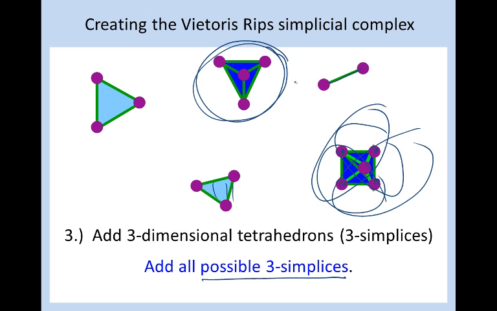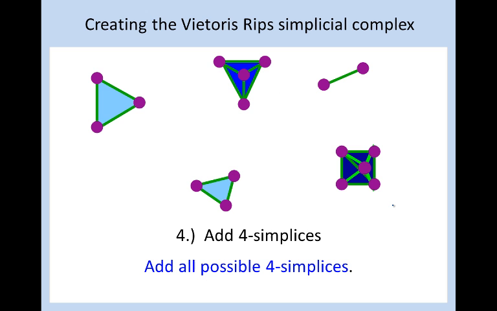And then in our next step, in step four, we add our 4-simplices. So if five points are close together, we add our 4-simplex.